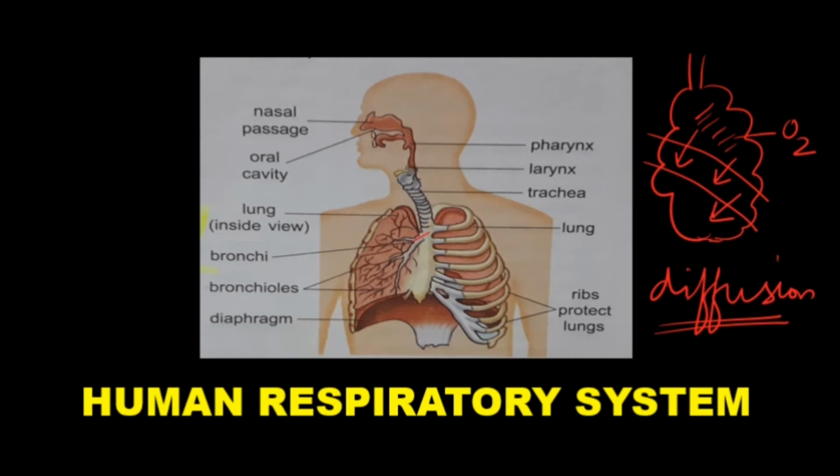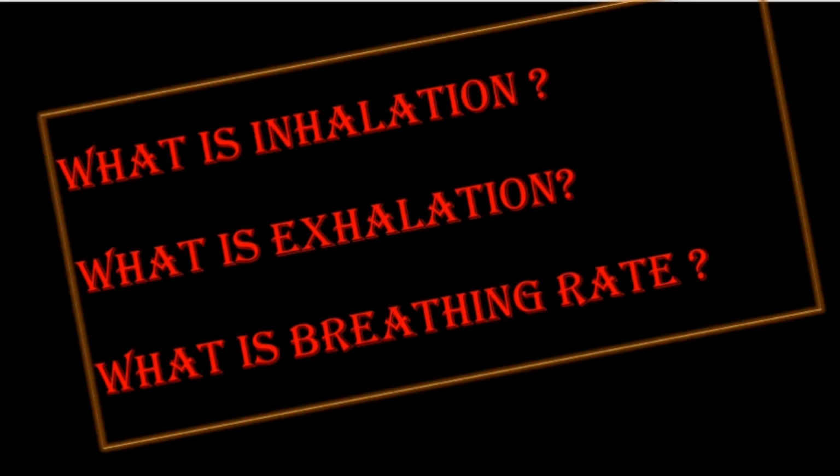And the blood capillary which was having carbon dioxide goes from alveoli to bronchioles, from bronchioles to bronchi, from bronchi to trachea, and from trachea to nose or mouth, and then the carbon dioxide is expelled out from our body. Now next is what is inhalation, exhalation and breathing rate.